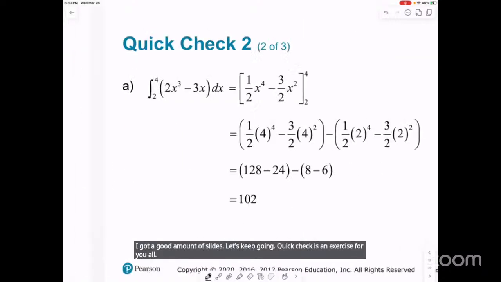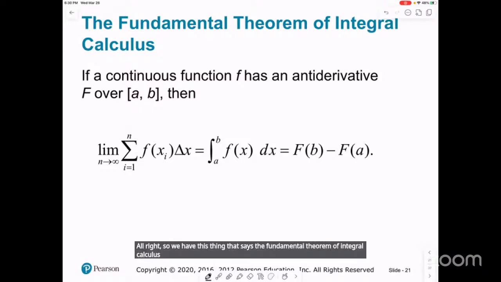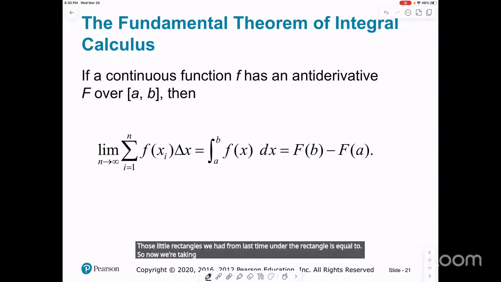All right, so we have this thing that says the fundamental theorem of integral calculus. If a continuous function f has an antiderivative over a closed interval ab, then the limit as n tends to infinity. So this is basically the summation of the Riemann sums, those little rectangles we had from last time under the rectangle, is equal to. So now we're taking the limit as n tends to infinity.